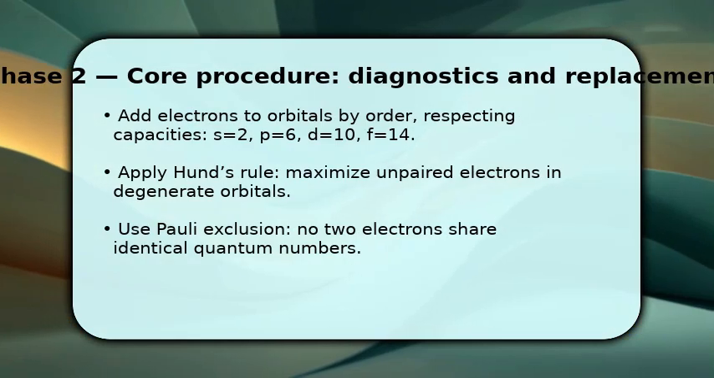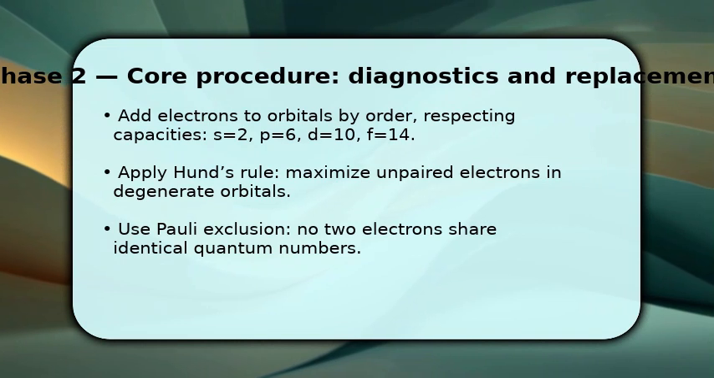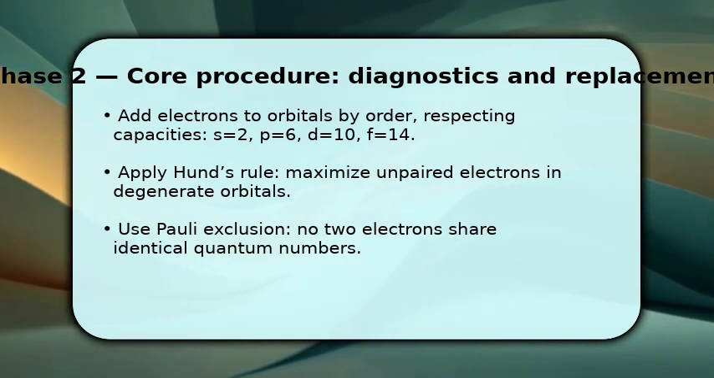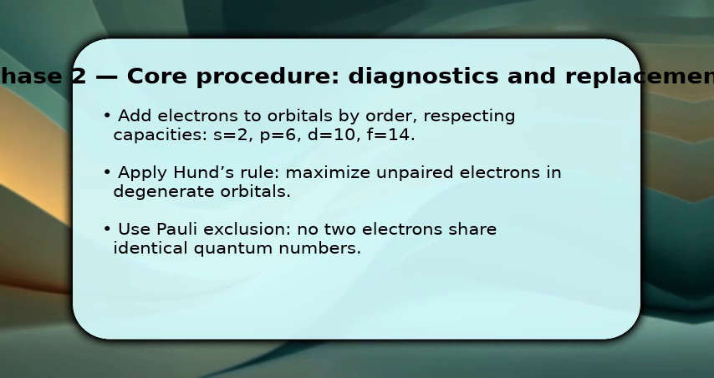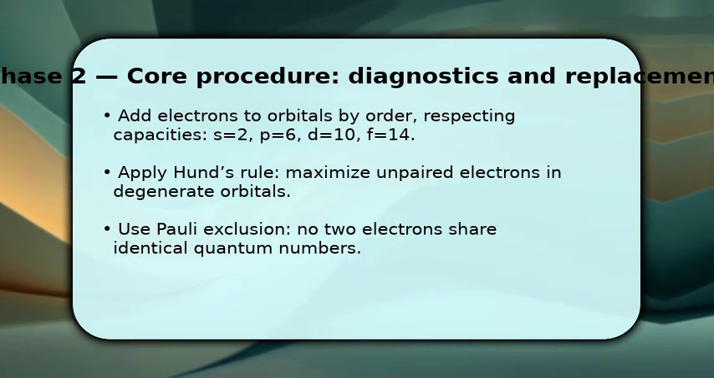You now start placing electrons into each orbital, adding up to each orbital's capacity. S holds 2, P holds 6, D holds 10, F holds 14, following the chart's order.